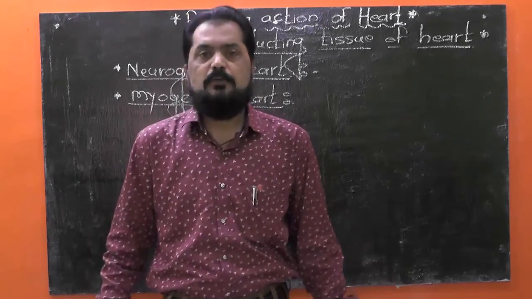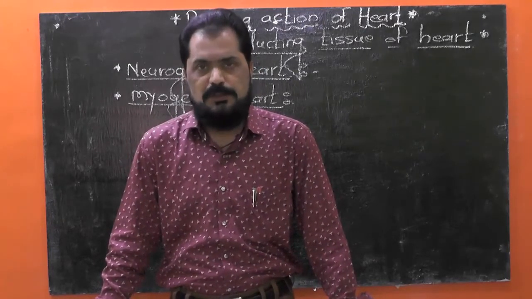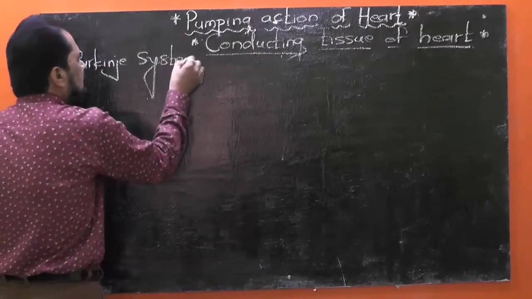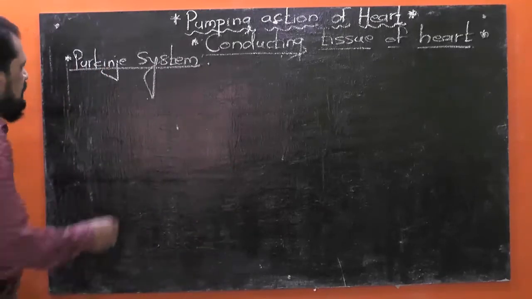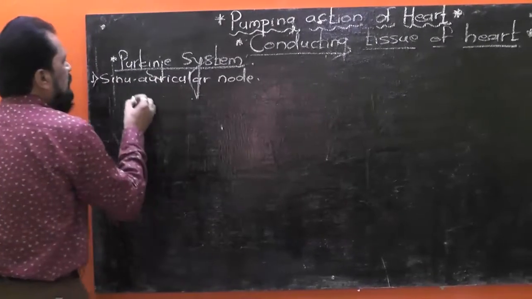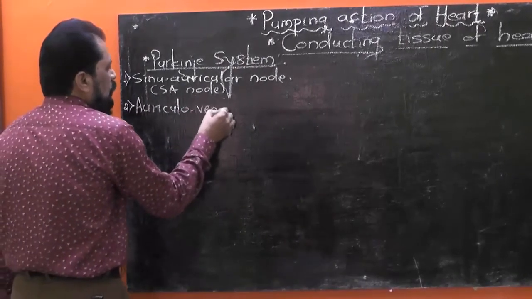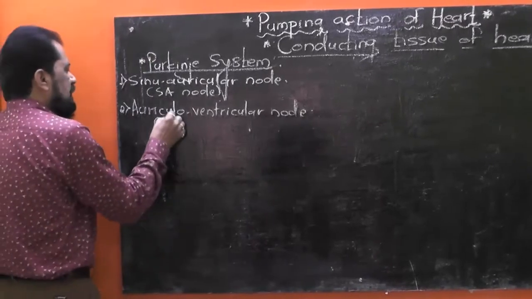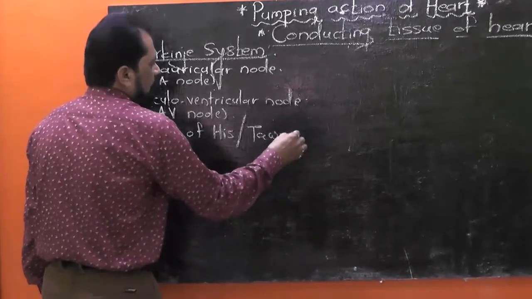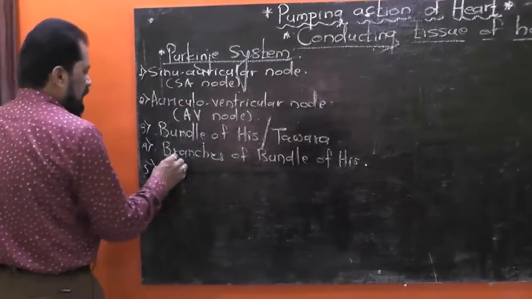So here we have to study about the components and working of that Purkinje system or nodal tissue. Let me explain. The Purkinje system consists of four main components. First, sino-auricular node, may be abbreviated as SA node. Second, auriculo-ventricular node, may be abbreviated as AV node. Third, bundle of His or Tawara. Fourth, branches of bundle of His and Purkinje fibers.